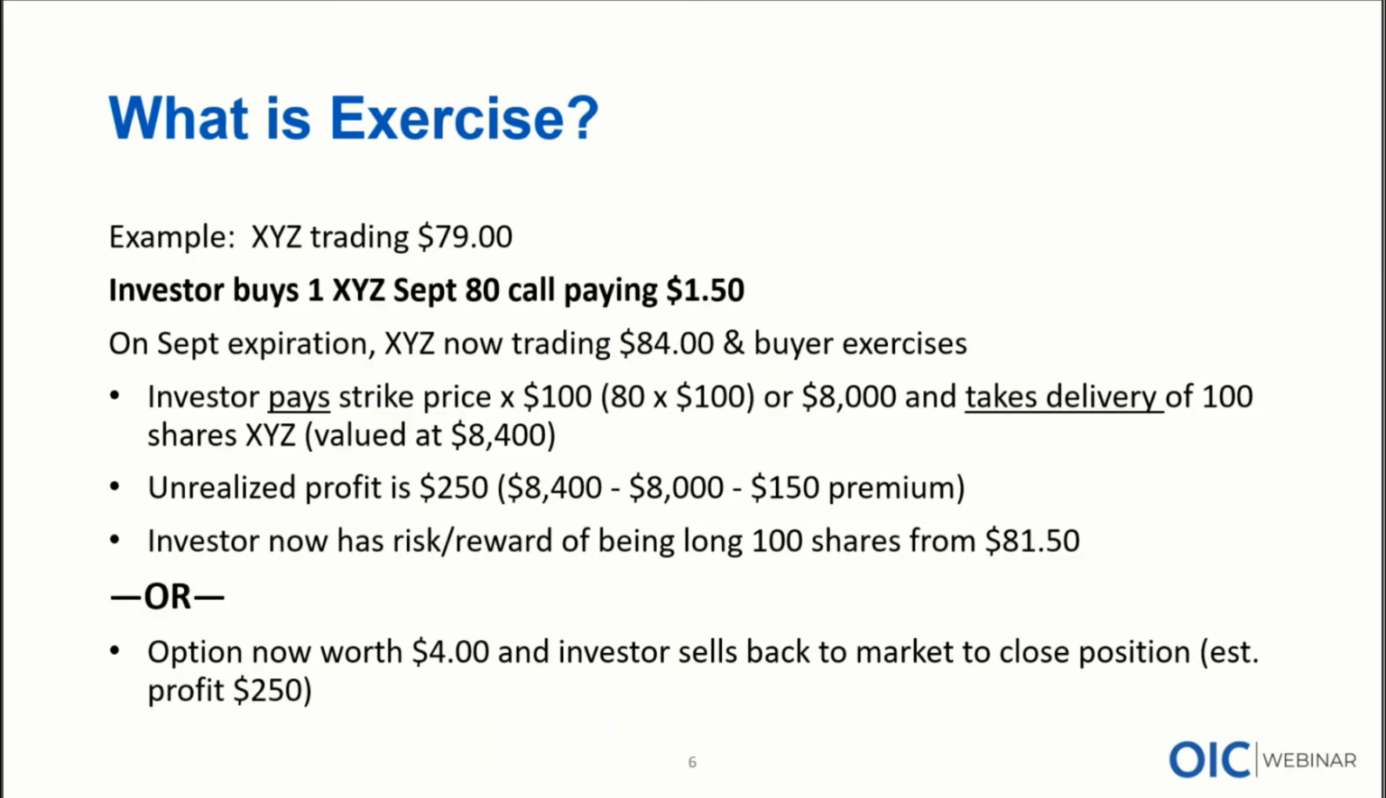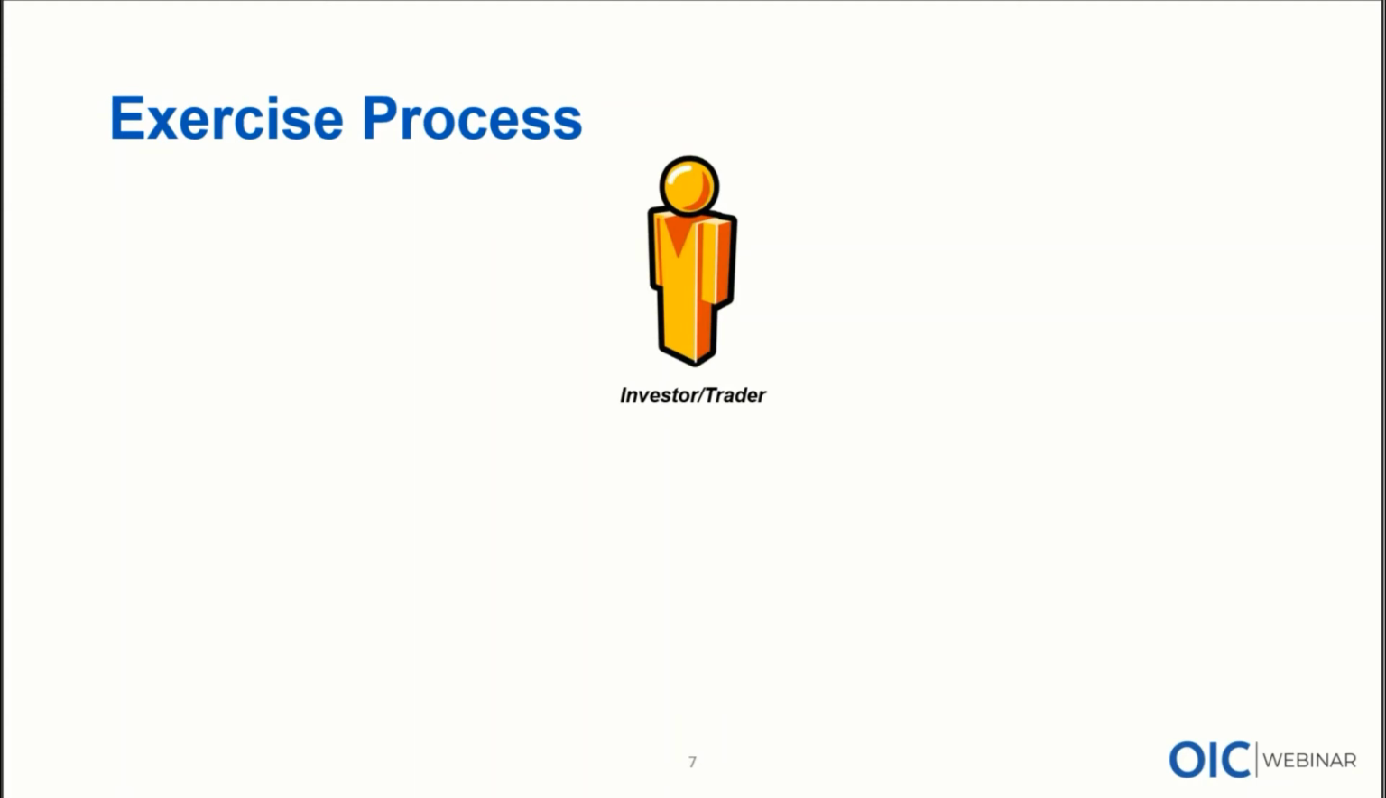But how about the communication flow? This is also important to understand. The communication begins with the investor. The holder or buyer of an option contract has purchased the right to trade, either buy or sell shares of stock at their discretion. That's what they paid for. So the decision starts with them.